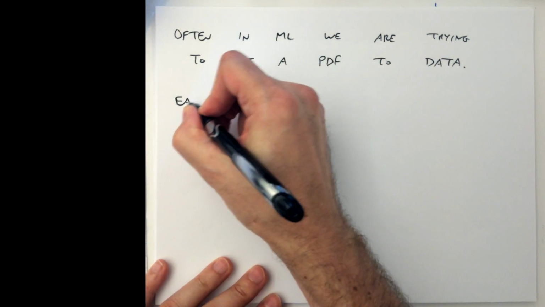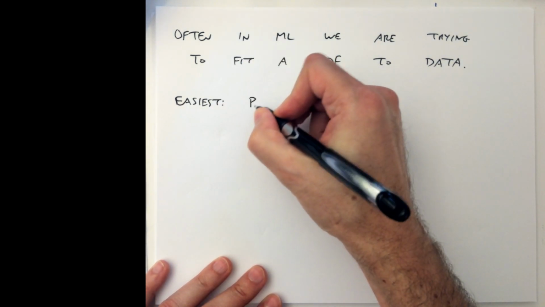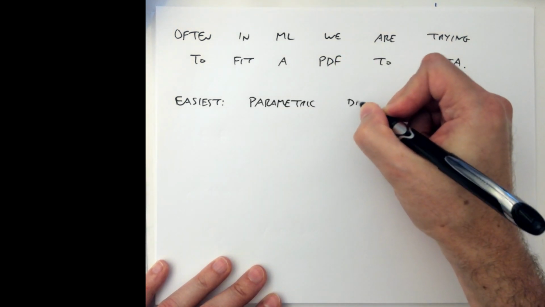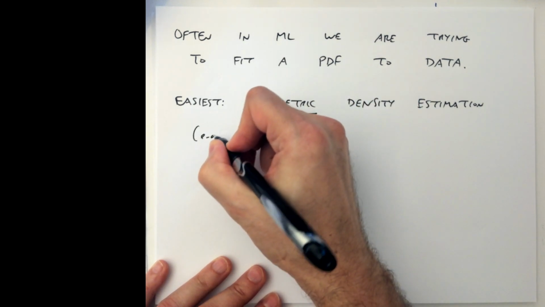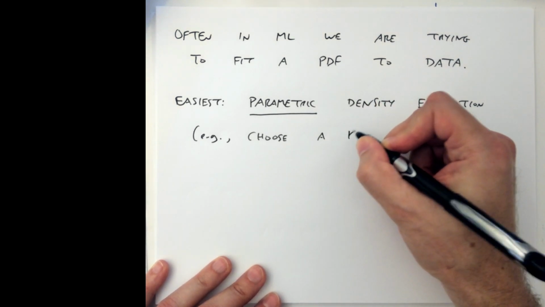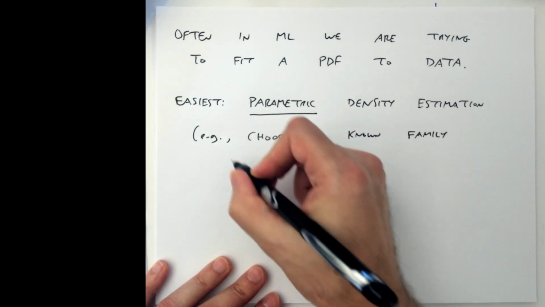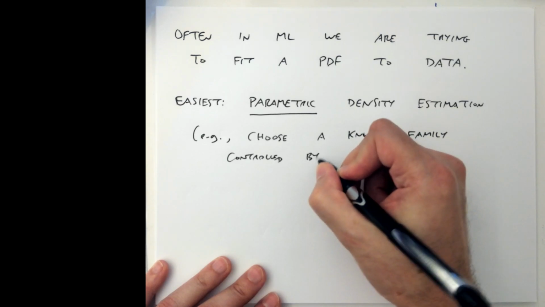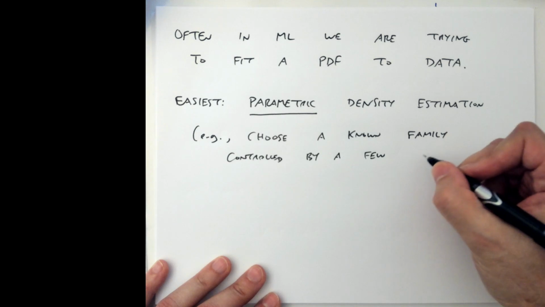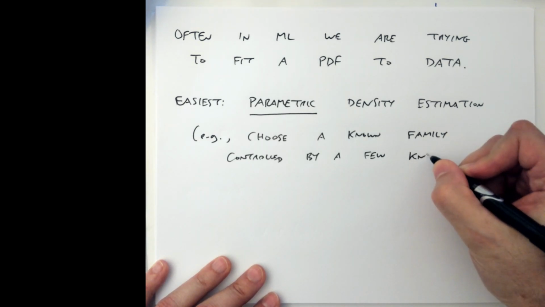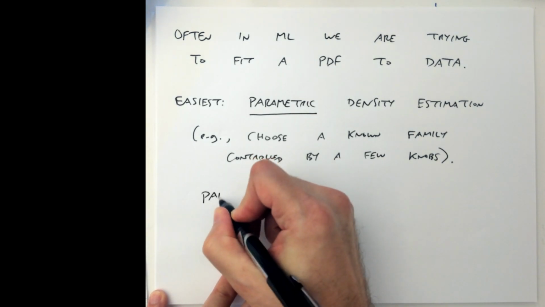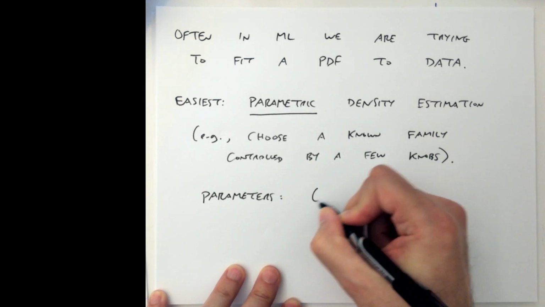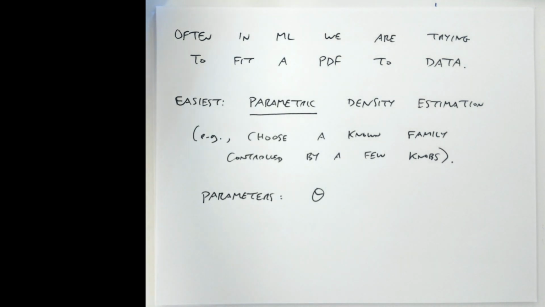The easiest way to do it is parametrizing the PDF. For example, I choose a known family controlled by a few variables or a few numbers, a few knobs. Right? It's like I'm trying to tune this thing to fit. So the parameters we might call theta. And what we're trying to do is find the best theta that fits what we see in a given data set, right?